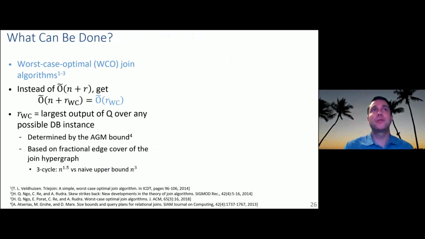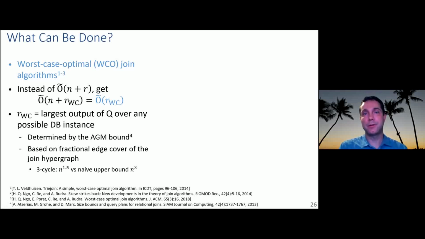There's a class of algorithms called worst case optimal join algorithms. Instead of guaranteeing n plus r running time, they guarantee n plus R_WC. What is R_WC? That is the worst case output of a query over any possible input. So maybe on a given input, that query has 0 output tuples, but still the complexity of the algorithm depends on the worst case output, which could be something like n cubed, n squared, or much larger than the actual output size. So for instance, in this case, for the 3 cycle, it turns out there can be up to n^1.5 possible output results, n to the 1.5 possible triangles.